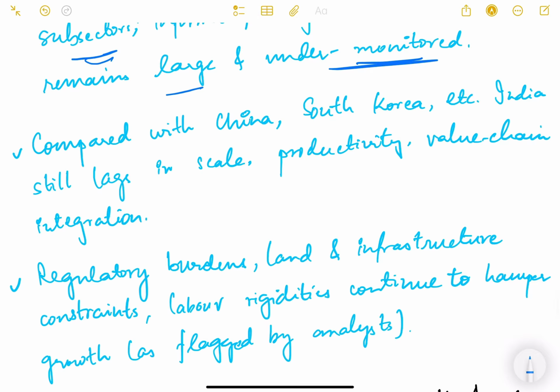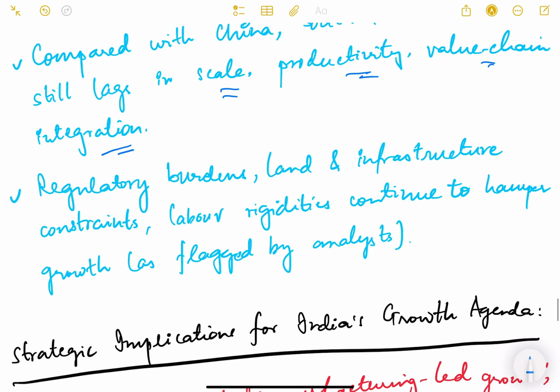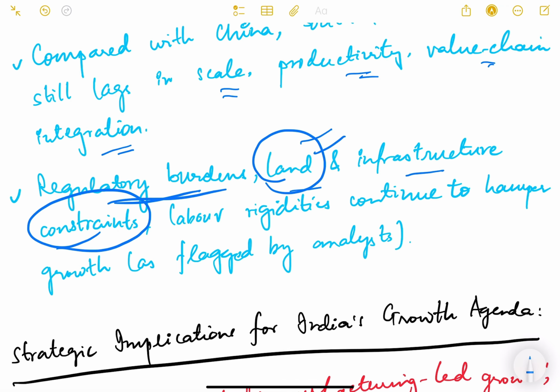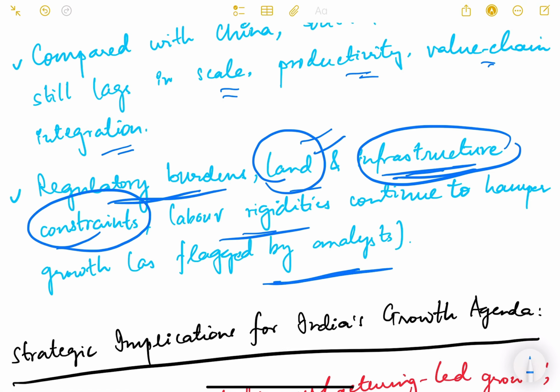Compared with China, South Korea, etc., India still lags in scale, productivity, and value chain integration, and regulatory burdens are there. Land and infrastructure constraints are there. Land acquisition is a major problem. Infrastructure constraints are there. We'll see the infrastructure sector in the subsequent video. Labor rigidities continue to hamper growth, as flagged by the analysts, but now we have brought in the new labor code, about which also we will study in the upcoming videos, and how they help the labor sector also. So we are trying to bring in some reforms.